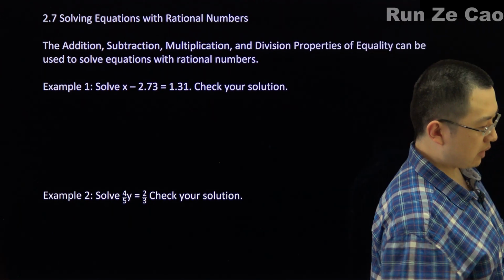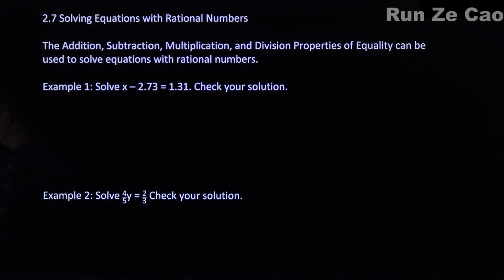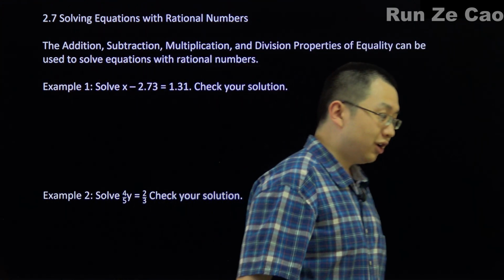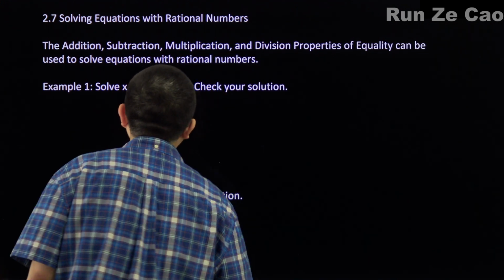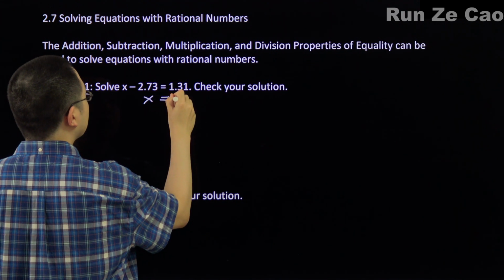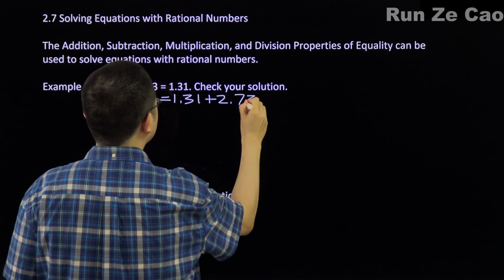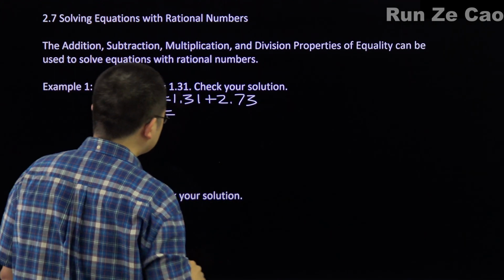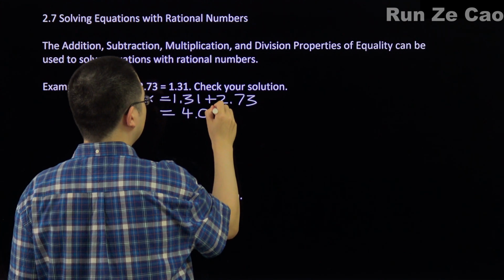Solving equations with rational numbers. Well, with rational numbers, it still holds true that if you do the same thing to both sides of an equation, it's still going to be equal. Like, let's say, solve x minus 2.73 equals 1.31. Well, x is equal to 1.31 plus 2.73. Okay, that's going to leave us at 4.04.